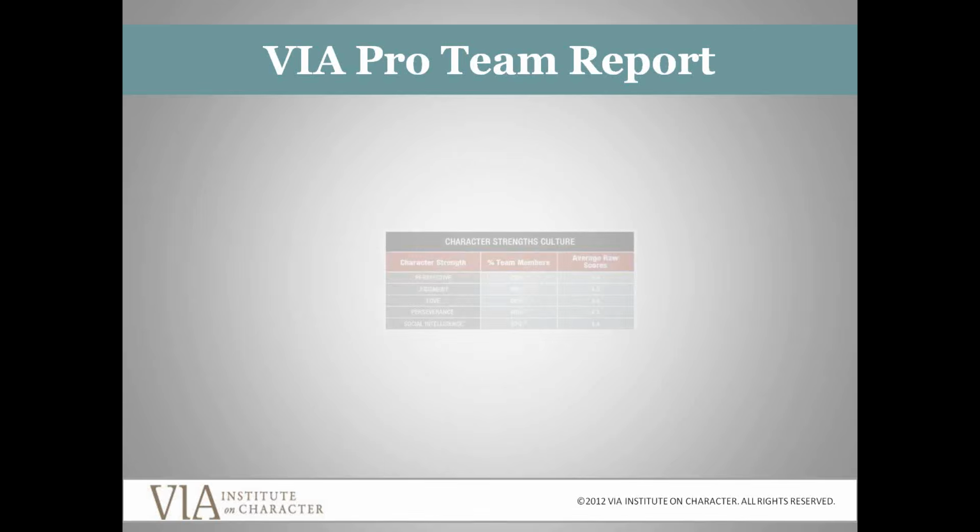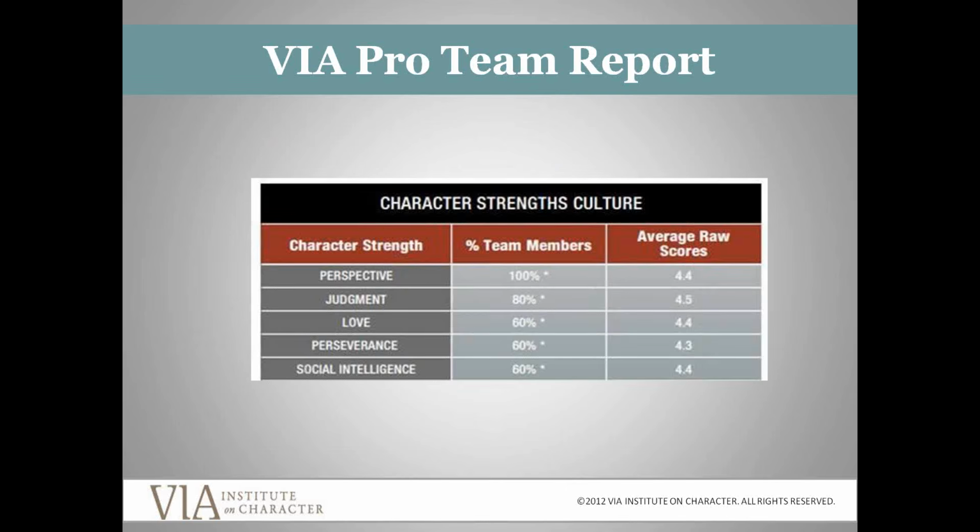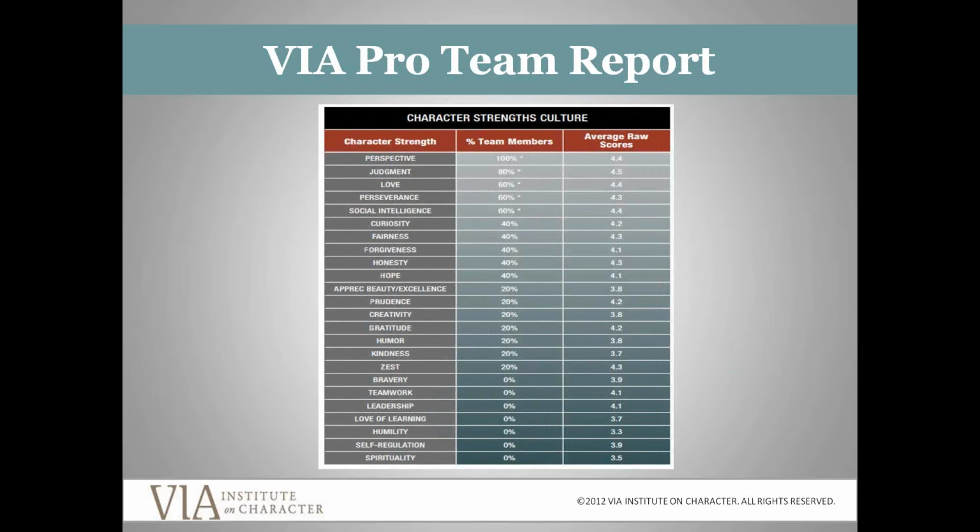Here, we see that 100% of this team has perspective among their top strengths, and 80% have judgment, and that 60% have love, perseverance, and social intelligence. The right-hand column shows the average raw score across team members for each strength. You can see that sometimes a strength is strongly represented in the team as noted by the raw score.